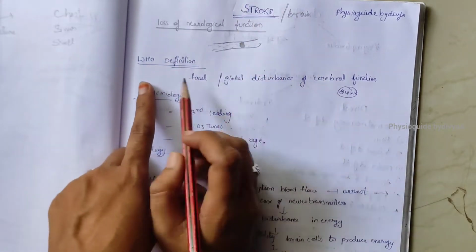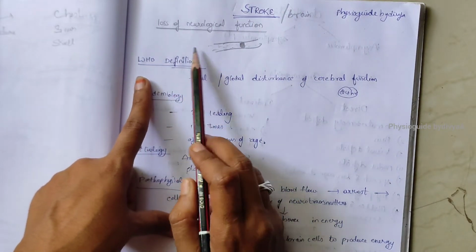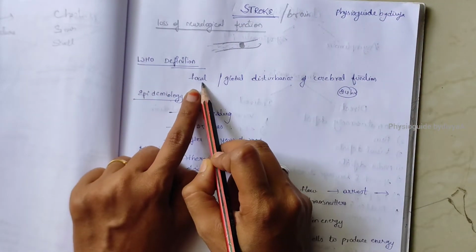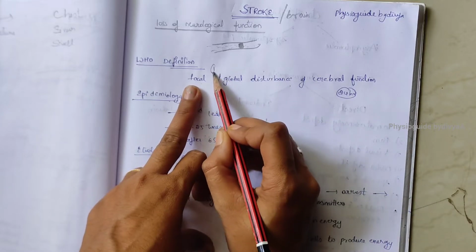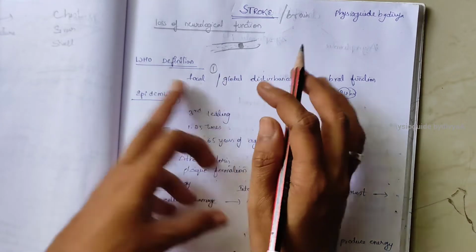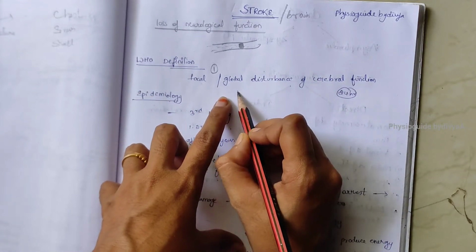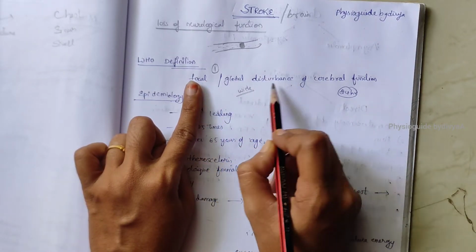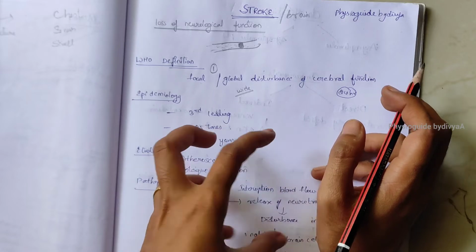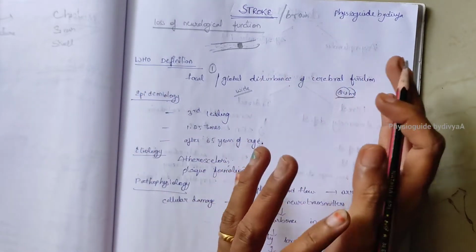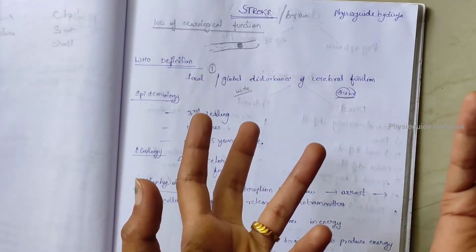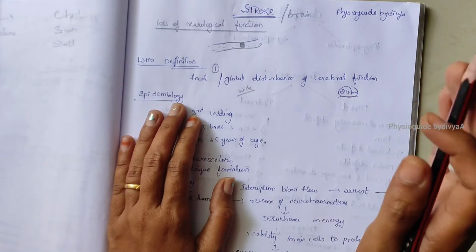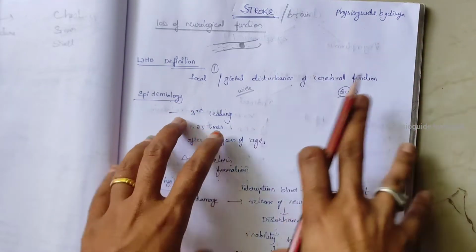So this is stroke. Now, the WHO, World Health Organization, defines stroke as rapidly developing clinical signs of focal, meaning a specific region of the brain, or global, meaning a group, a wide range of the brain area, disturbance of the cerebral function with symptoms lasting for 24 hours or longer, or leading to death, with no apparent cause other than vascular origin. This is the definition. I'll give the notes also in the description. Now, that was a brief idea of it.